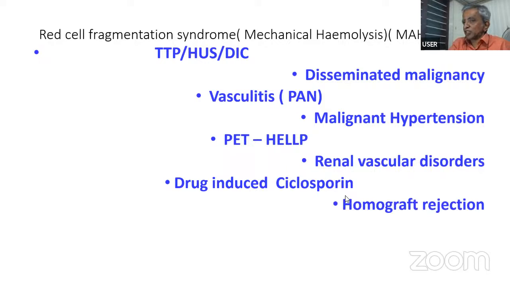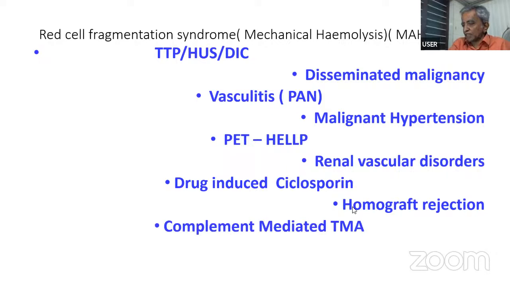Then homograft rejection. The vessel surface, the endothelium, can be damaged. Therefore, it will produce red cell fragmentation syndrome. Then there is an entity called complement mediated thrombotic microangiopathy. Details you need not know, just know that TMA stands for thrombotic microangiopathy. There is a thrombosis at the microvascular site, therefore thrombotic microangiopathy. It is mediated by complement. There are several causes for that. We will not go into that.